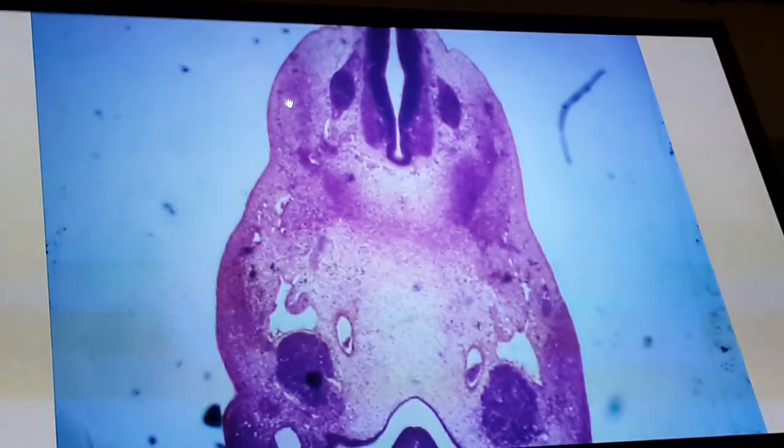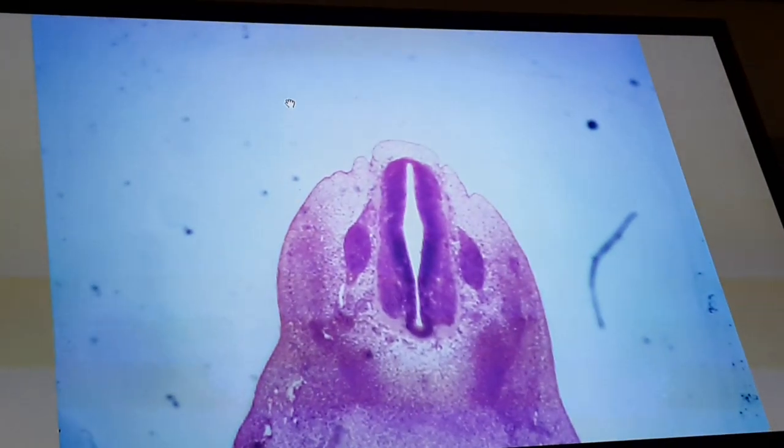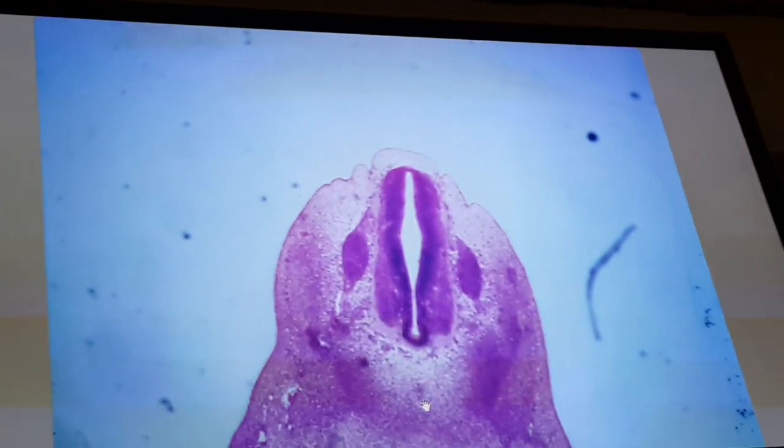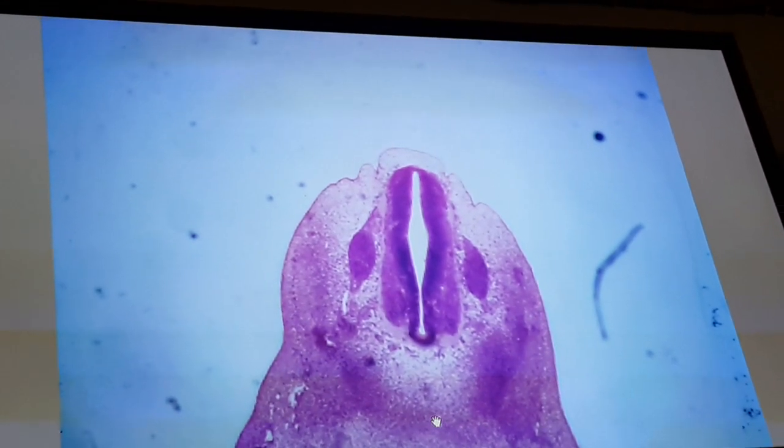More caudal section. Also, we will start from the caudal region. The first thing dorsally is the neural tube. Ventral to it, this is the notochord. As you can see, the notochord is very small.